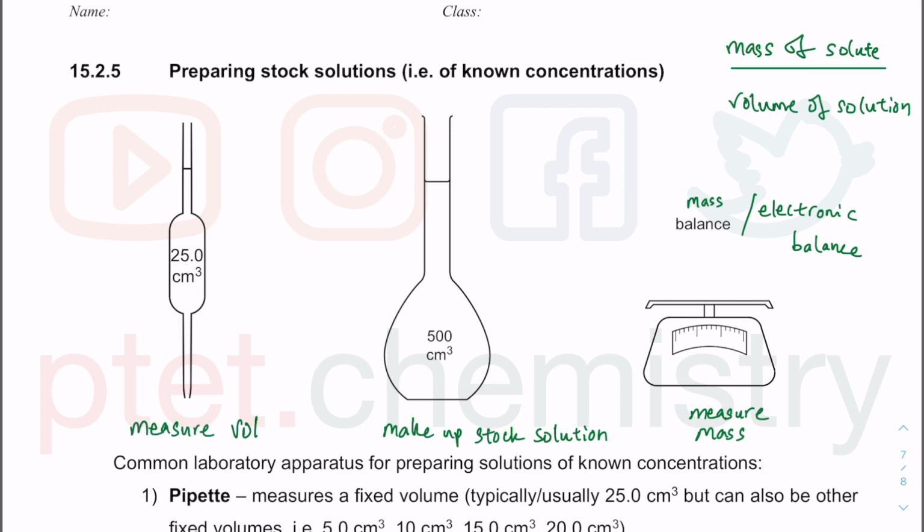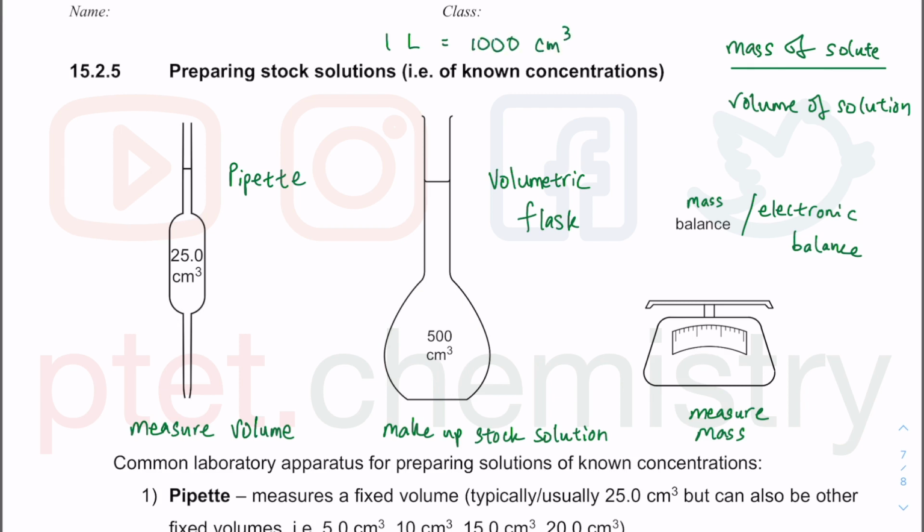One of the biggest issues with using a pipette, this is called a pipette, P-I-P-E-T-T-E. Make sure you know how to spell it. This is called a volumetric flask. So a pipette cannot stand on its own. You need to support it on a retort stand. Volumetric flask has a flat base. It can stand on its own, and it comes in various sizes. Sometimes they have 100 cm cube, 250 cm cube, 500 cm cube, 1 liter, and so on. Remember just now, 1 liter was 1000 cm cube.